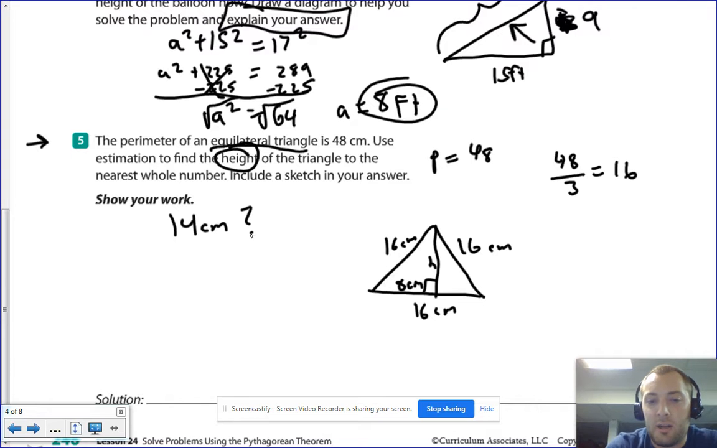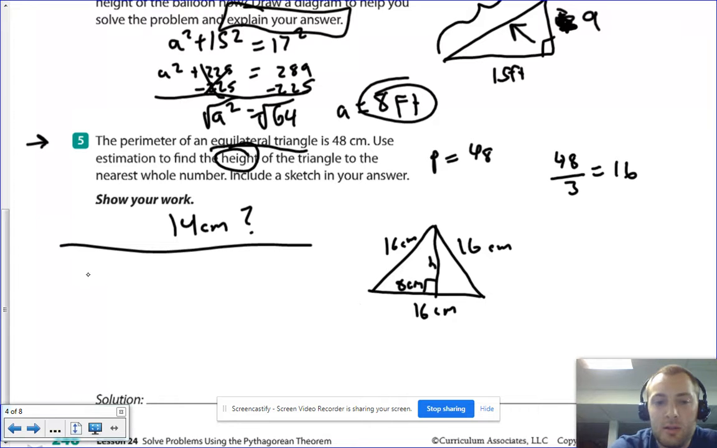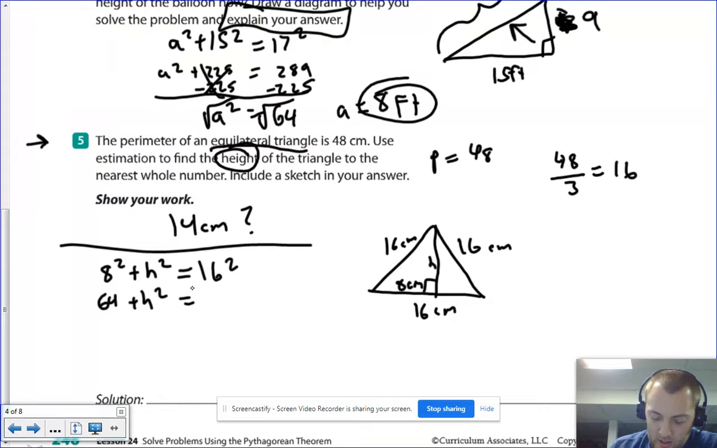But let's actually check it. So let's take this. It's a right triangle. Let's take our 2 side lengths. Let's say 8 is our A, H is our B, and 16 is our C because that's the hypotenuse. Okay, let's solve it. So 64, 16 squared, 256.